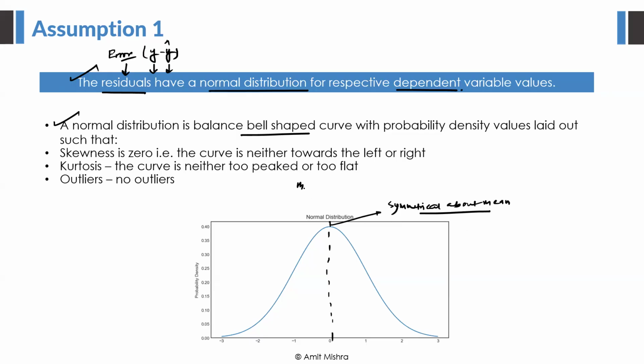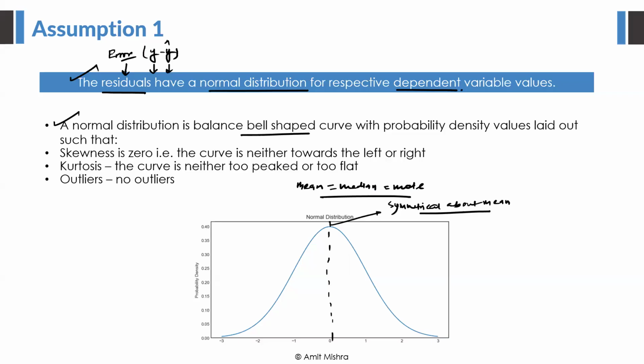One more thing you can also say is that your mean, median, and mode, all three values, will fall at the same point. These are the important points about the normal distribution.